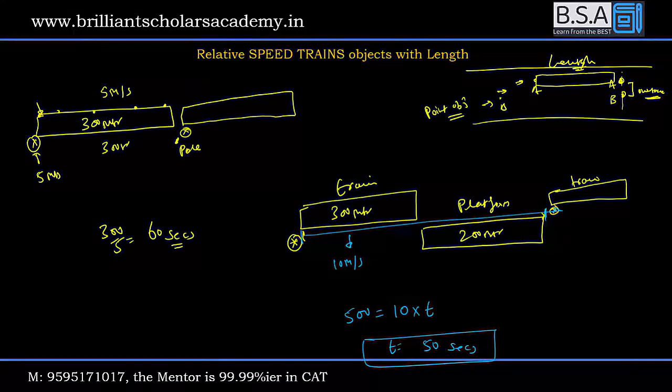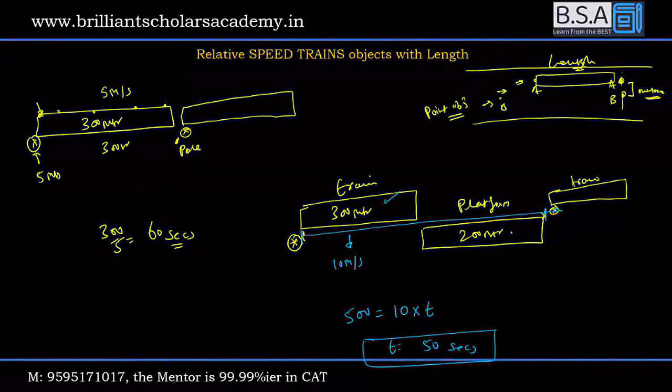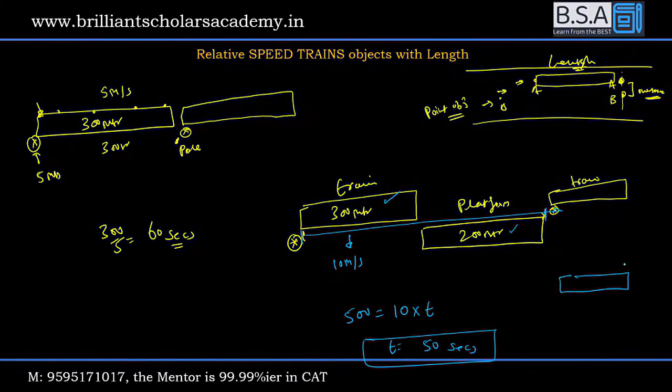So the length of the platform will matter. In the question, they will tell you a train of length 300 meters is trying to cross a platform of length 200 meters. Never imagine that the train and the platform have the same starting point. You should always imagine the starting point of one and the end point of the other in this manner. Length must be added.